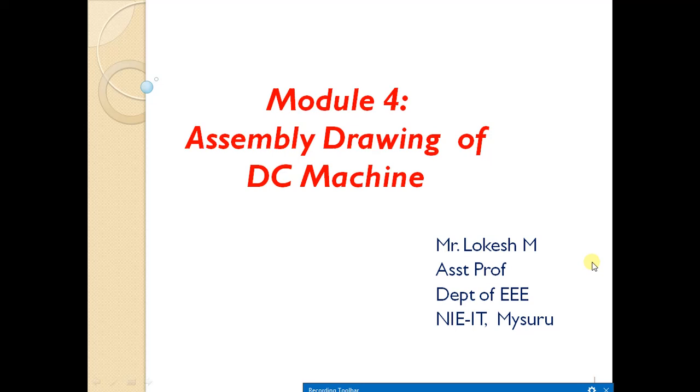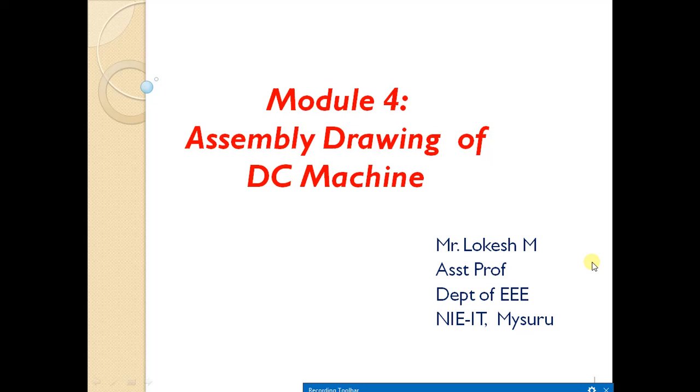It means it consists of both DC motor and DC generator, whereas the constructional features of both DC motor and DC generator are similar. That's why commonly we call it a DC machine. So before actually developing a drawing of a DC machine, we should know the constructional features of a DC machine.